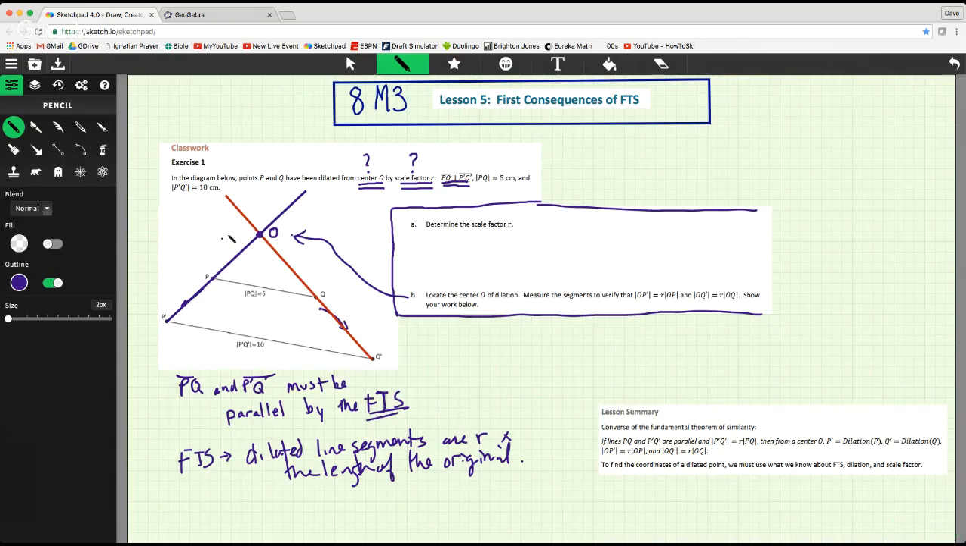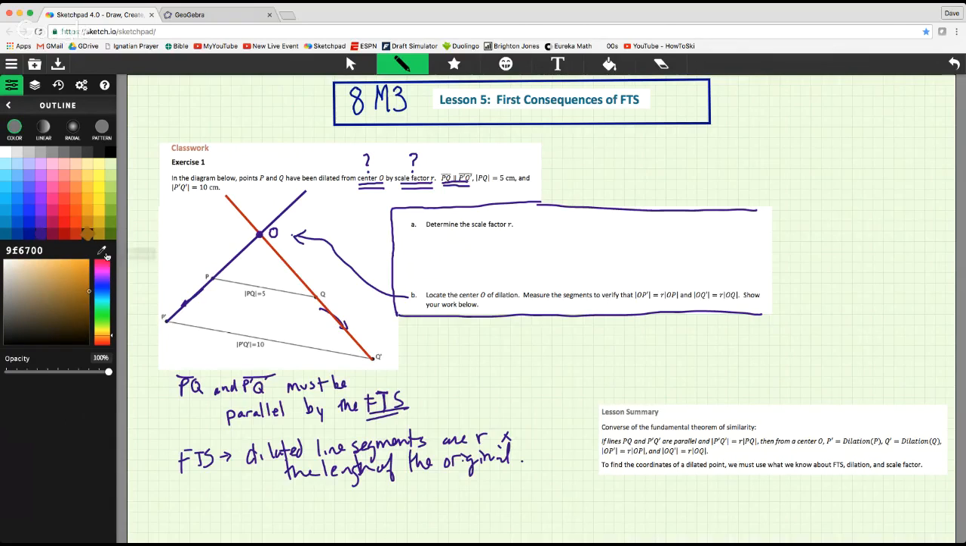Okay, so let's look at that in this case. Our original object is, and let's just put this in this color, our original is PQ. And when we mean the length of a line segment, we say it like this. So if we take our original line segment and multiply it by R, we get the length of our final line segment.